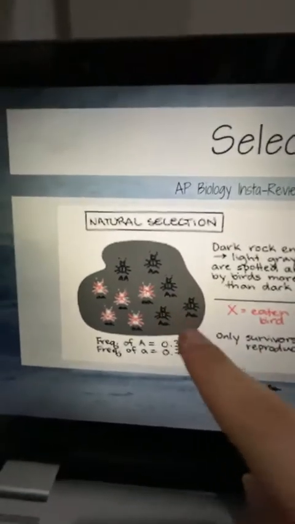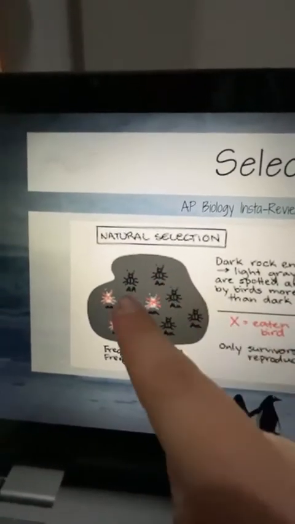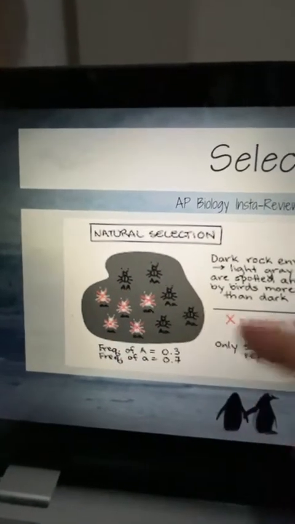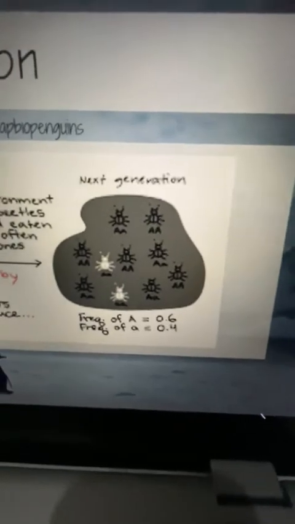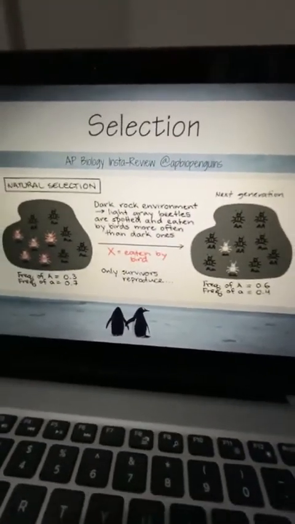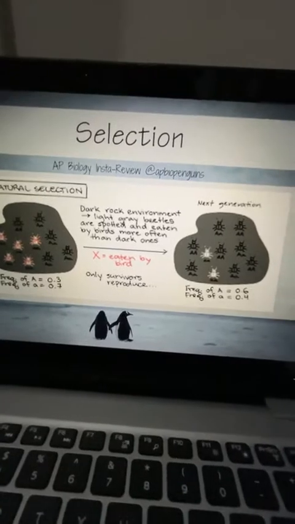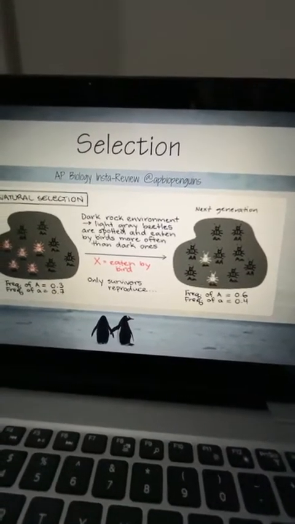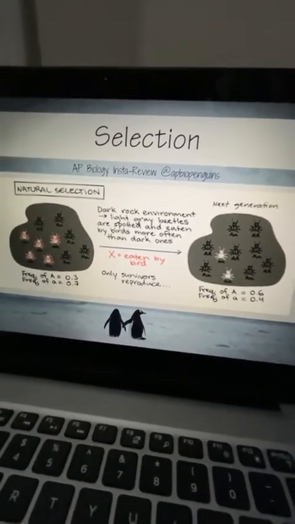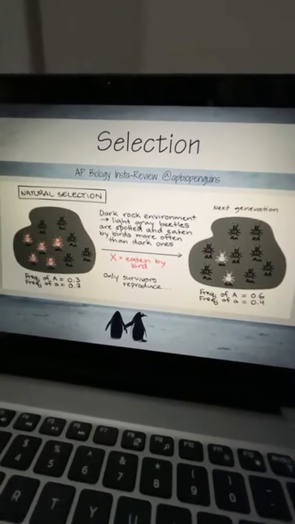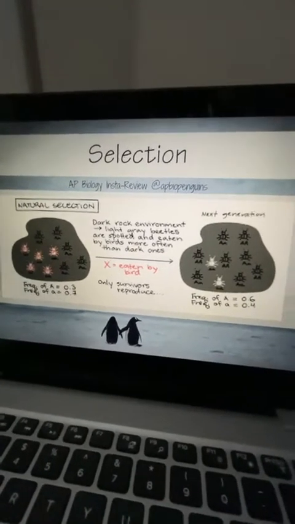If you notice, these are all heterozygous. We have a homozygous dominant there, but most of these are heterozygous, okay? And so in our next generation, we see that there are still some white beetles, but most of the population is becoming black beetles. And you can see that the allele frequency has changed. So we went from having a dominant allele frequency of 0.3 to having a dominant allele frequency of 0.6. So again, we're seeing the allele frequency changing, which is showing us that evolution is taking place, okay?